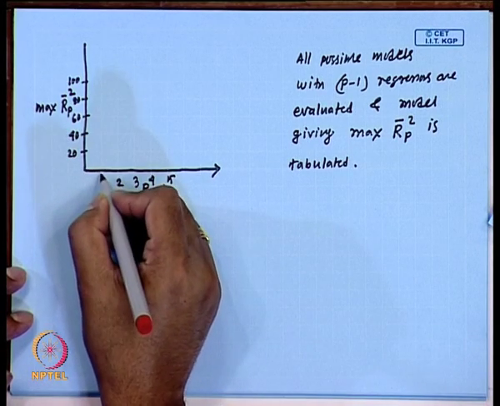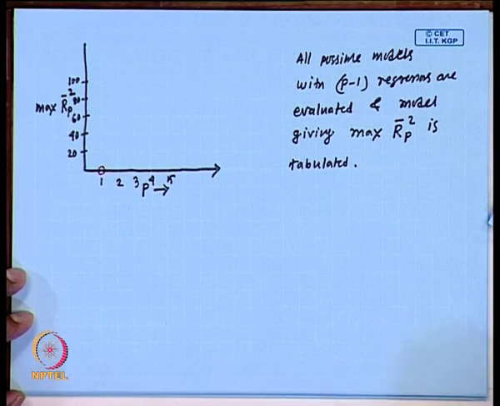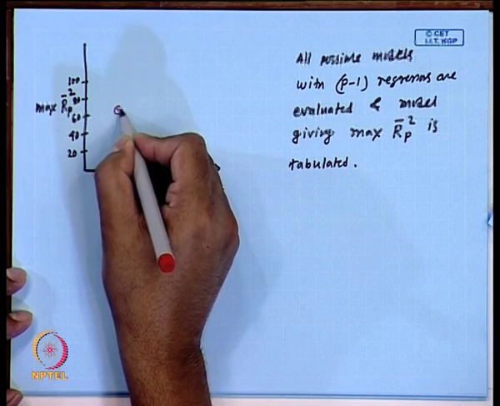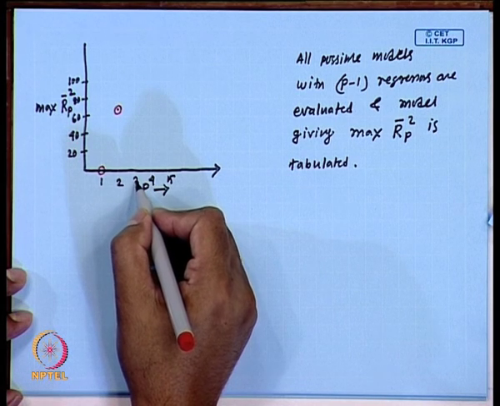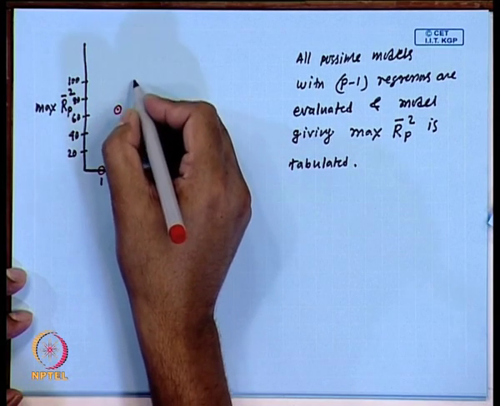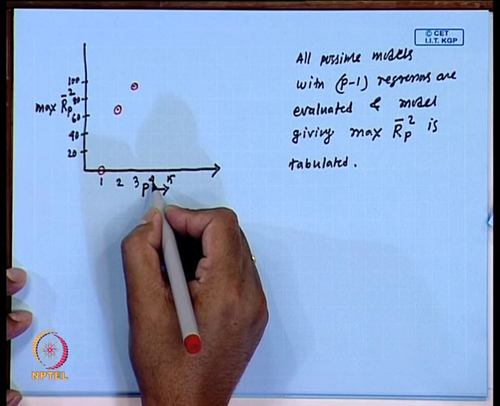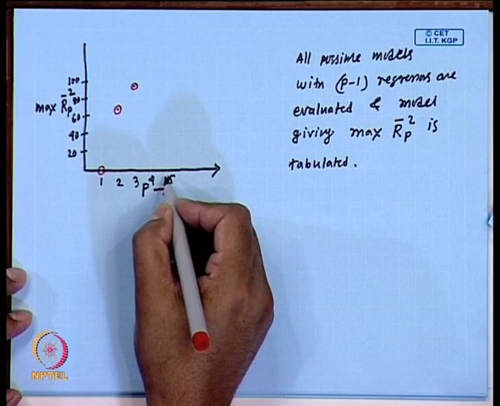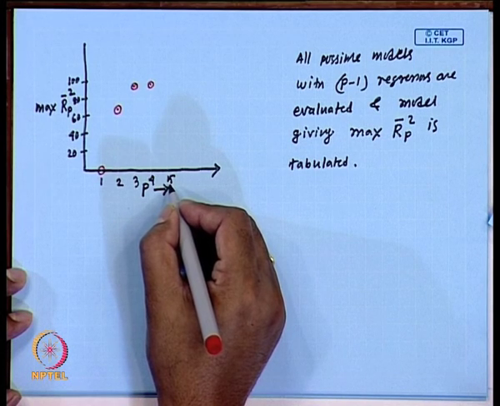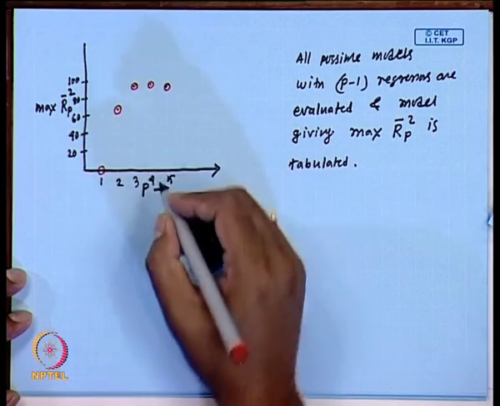So, basically we will tabulate these values. For p equal to 1 it is 0, for p equal to 2 it is 64.5, so somewhere here. For p equal to 3 the value is 97.5, so it is somewhere here. For p equal to 4 the value is 97.6, and for p equal to 5 it is 97.3.